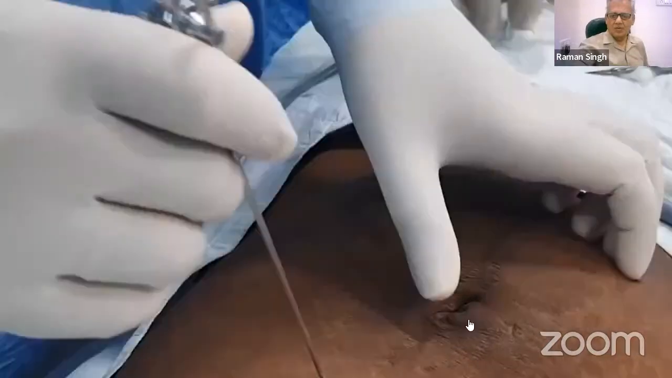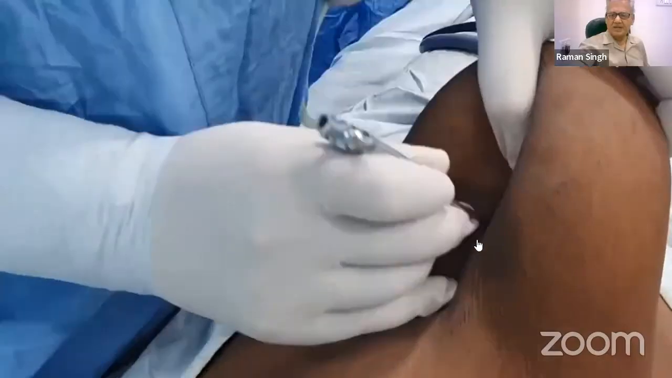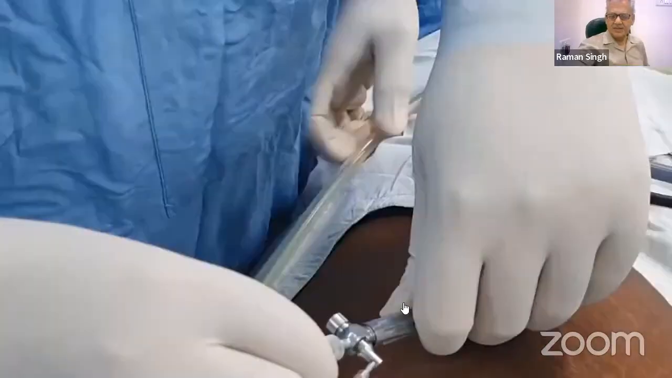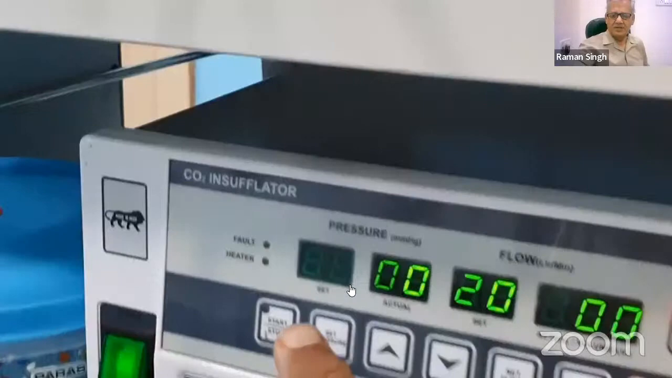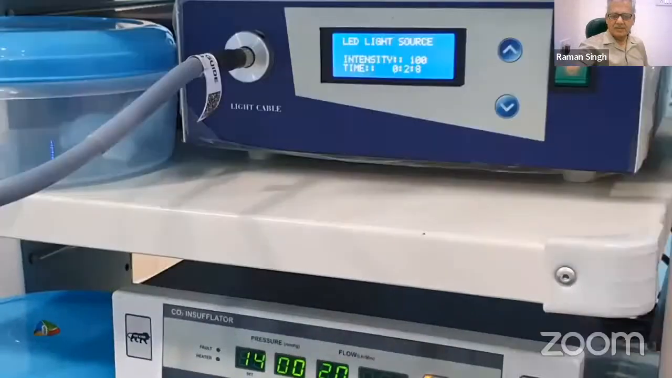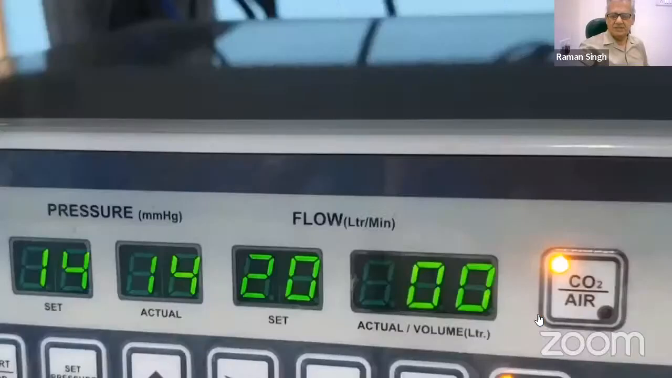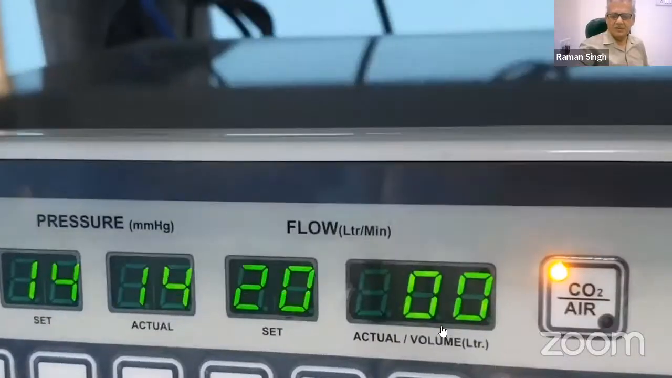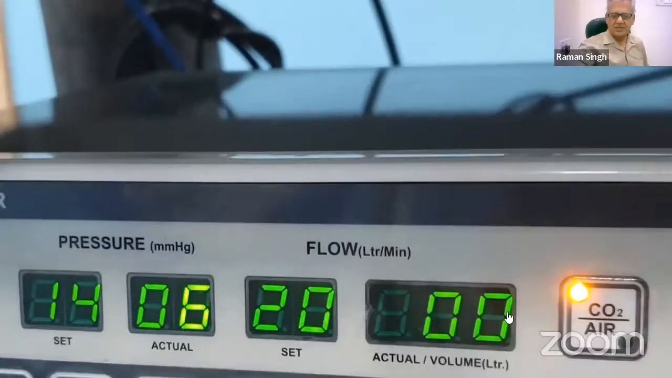He is making a nick just below the umbilicus, because above the umbilicus there is a scar. Now he introduced the needle inside and attached it with the pipe of the insufflator. The gas is going inside the abdominal cavity. Here the abdomen is distended. About 2 liters of gas is passed into the abdominal cavity.